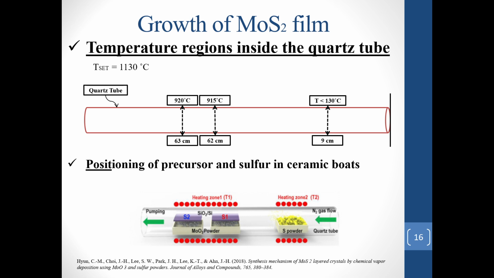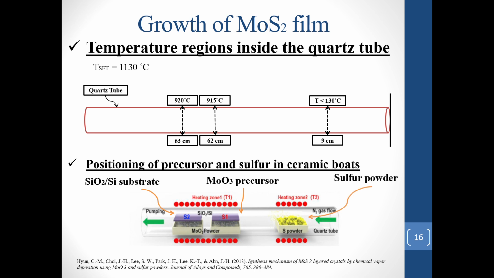So, positioning of the precursors and sulfur in the ceramic pot: you can see this is our silicon substrate here, and here we have the MoO3 precursor, and here, as I mentioned, we have the sulfur powder. Okay.